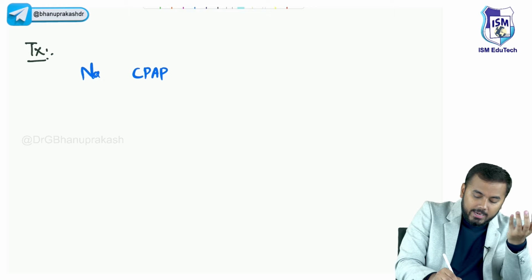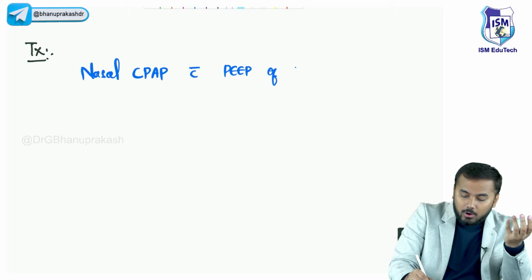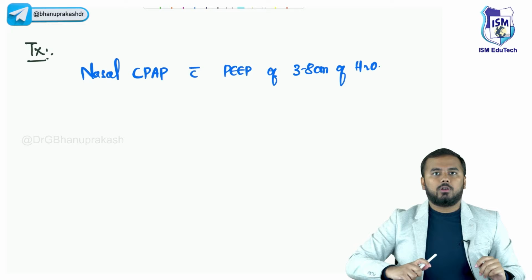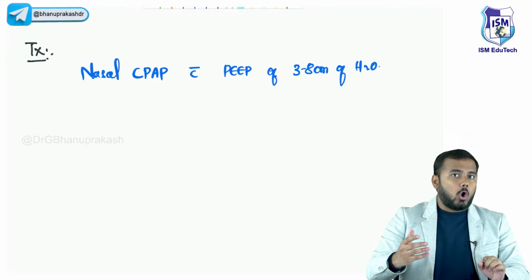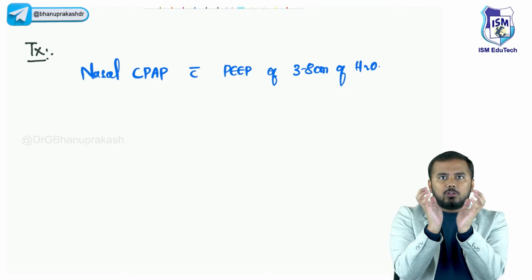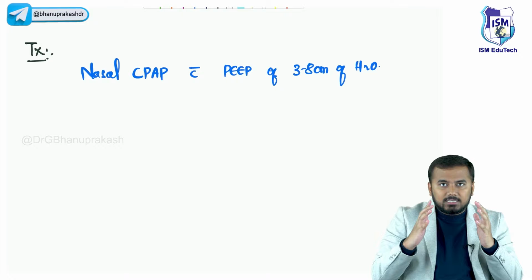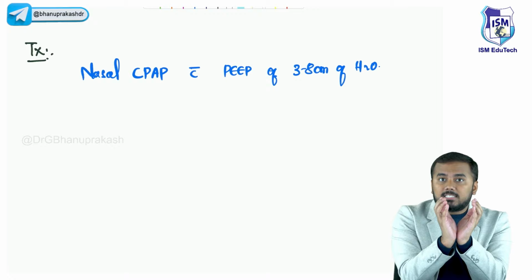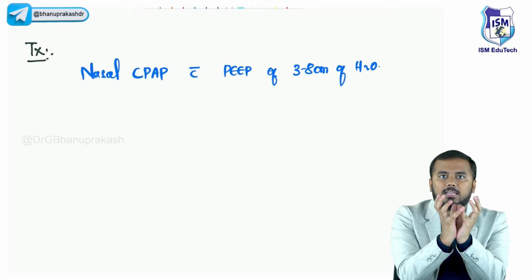So you do a nasal CPAP, along with that you put a PEEP of about 3 to 8 centimeters of water, okay, 3 to 8 centimeters of water. Now what is this PEEP? PEEP means positive end expiratory pressure. Now all of you might think that when I'm taking air inside, my lungs are expanding, so my alveoli also will stretch out, so more oxygen is taken inside. Now when I'm exhaling, you might think that my lungs are constricting, so my alveoli also will collapse. No. Even when you are exhaling, there is some amount of air which is kept in the alveoli to keep the alveoli continuously open like this. Okay? If this air is not there, then the alveoli will collapse.